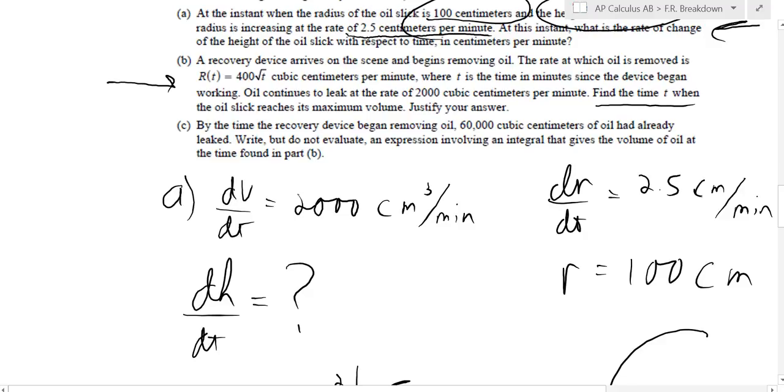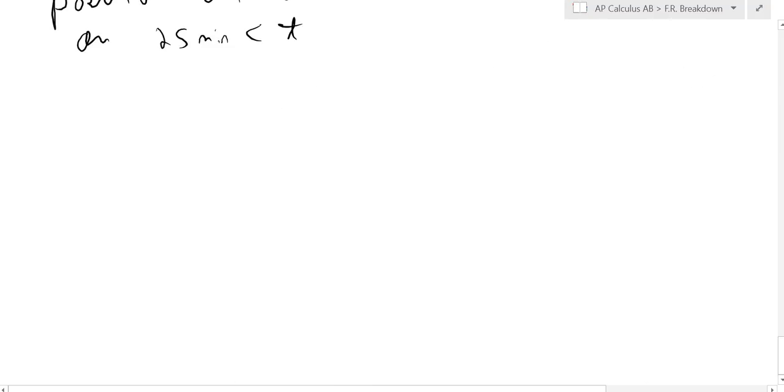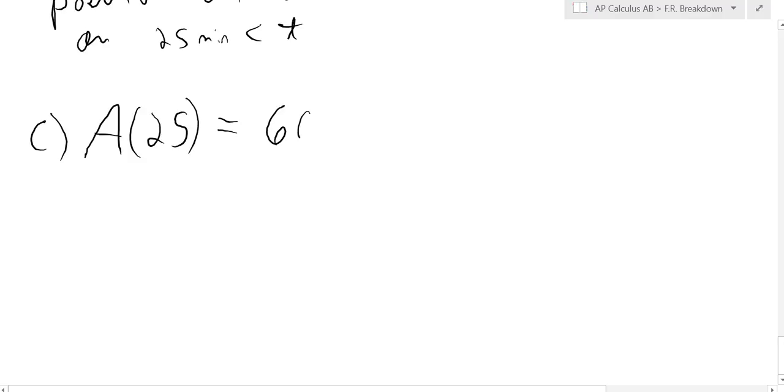Hopefully we're good at this already. So what are we going to start with? The amount at time 25 is what they're asking us. We have to start with what value? 60,000. Cool. And they're nice. They say don't even evaluate it. Just write it out. So the amount at 25, which we can call A because we named it already, you start with 60,000.